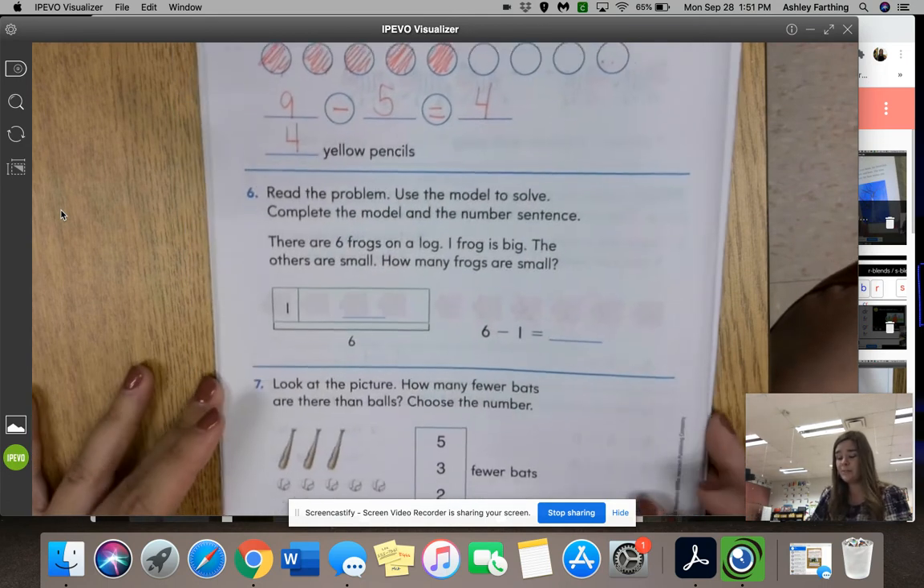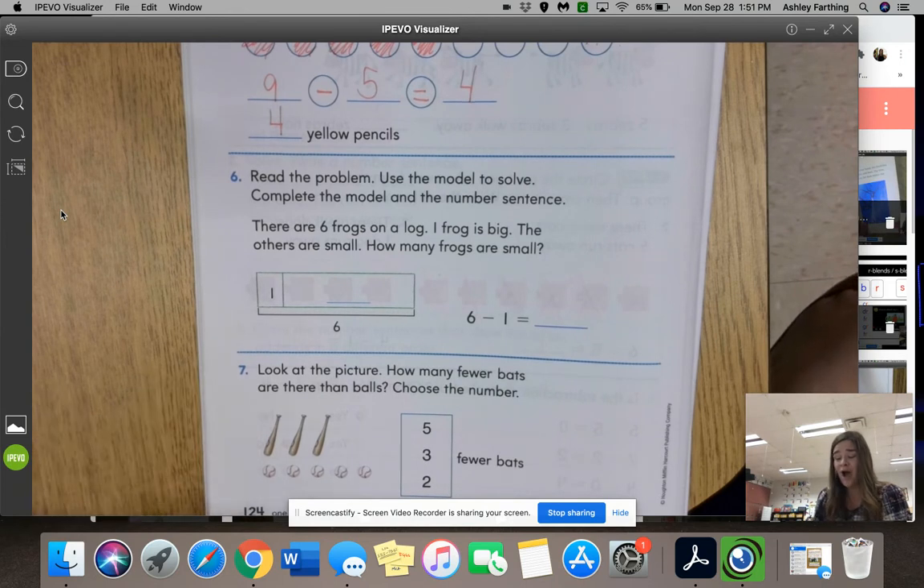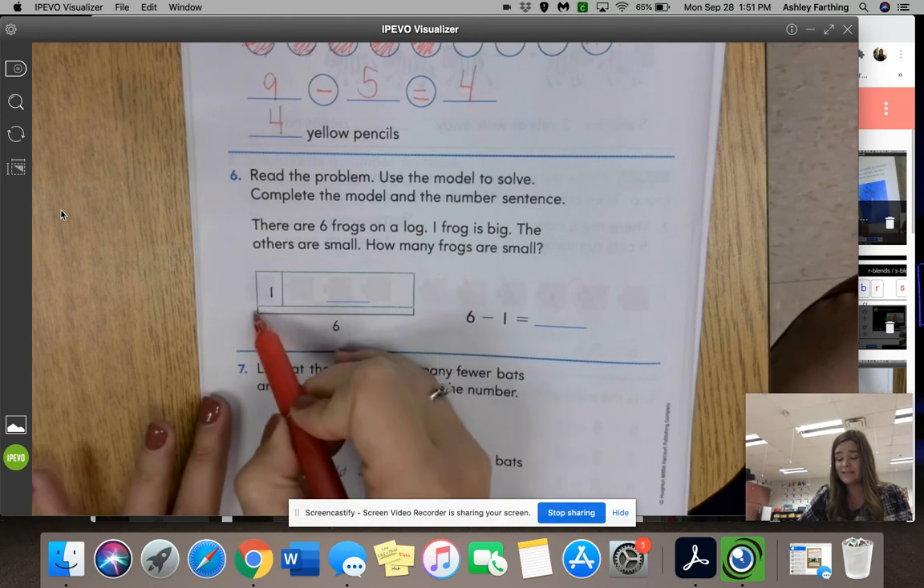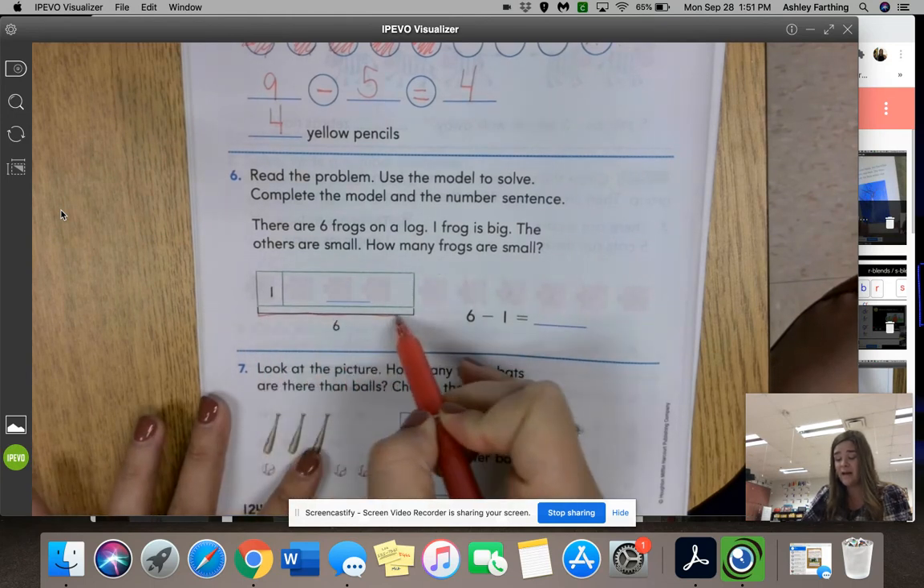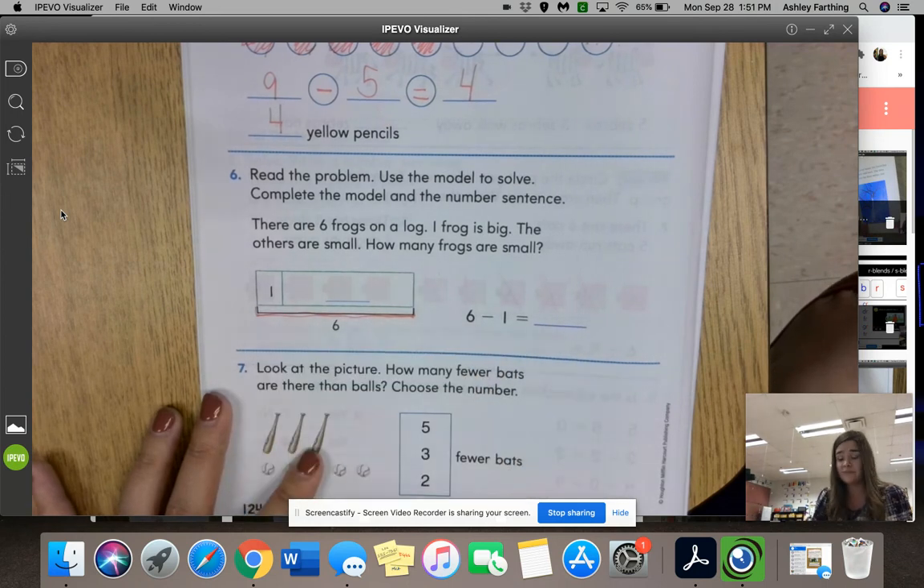Wonderful. Let's do number 6. You guys are working so hard. I'm proud of you. There are 6 frogs on a log. So we have 6 frogs. That's our big number. Remember, our big number always goes at the bottom of our box. 6.